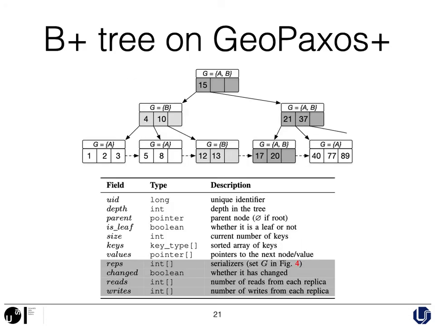We instantiated our protocol on a B+ tree since it's a common and useful data structure. The only fields that you need to modify to cope with GeoPaxos Plus are the ones highlighted here. So we have a field for the list of serializers for this specific object, a flag to define if the object has been changed or not, and counters for read and write operations. The object here in our B+ tree is a tree node.